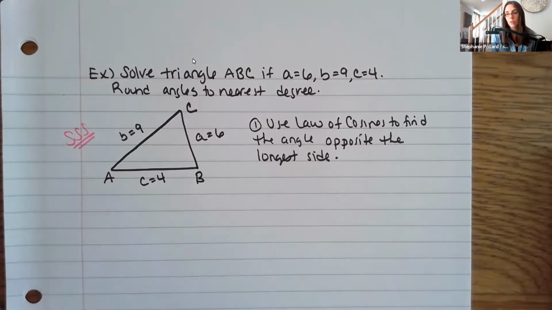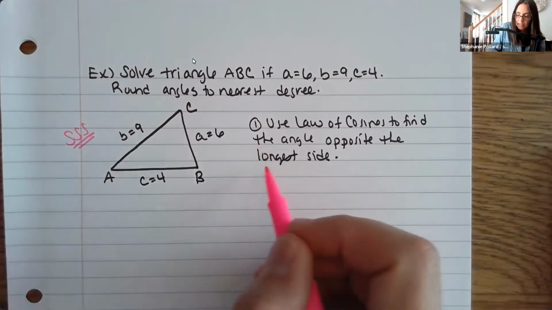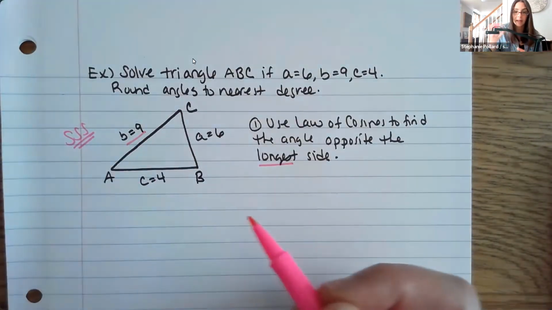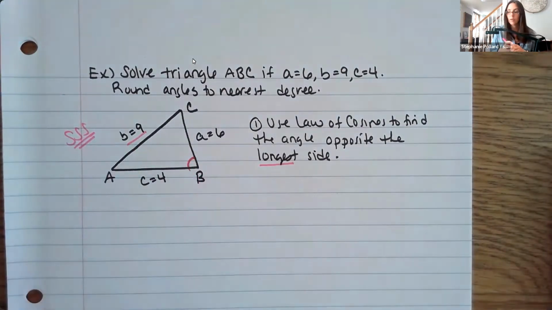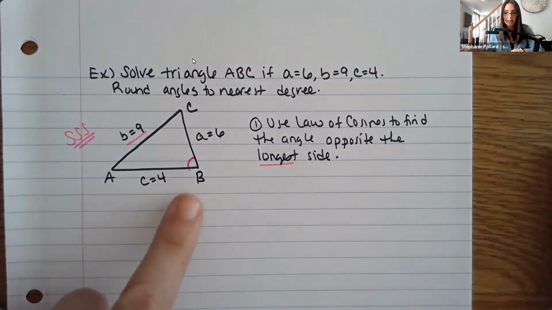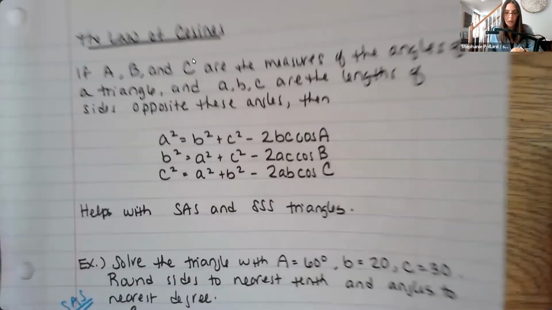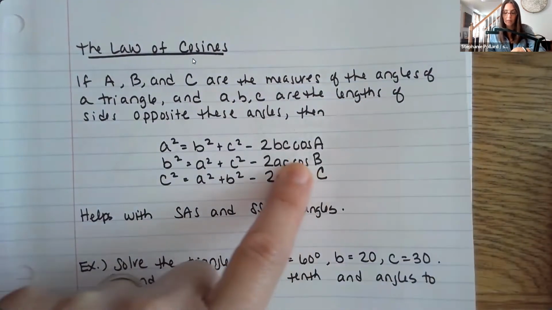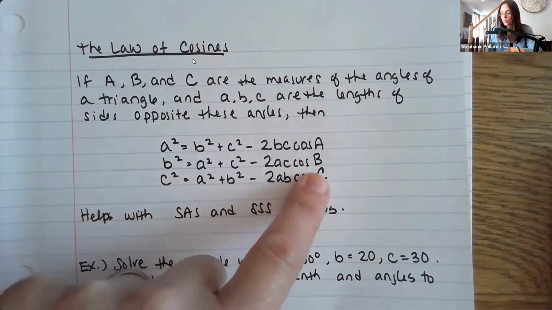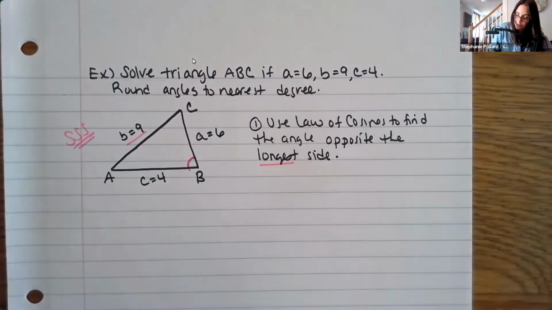Well, the first step here is you're going to use the law of cosines to find the angle opposite the longest side. In this case, my longest side is 9, right? 9 is the biggest, and the angle across from that is B. So that's the one I'm going to focus on first. Now I'm going to go back to my formula, and I want to find angle B. So I choose the formula that contains angle B. I'm going to choose the middle version of the law of cosines to solve. So let's write that down.